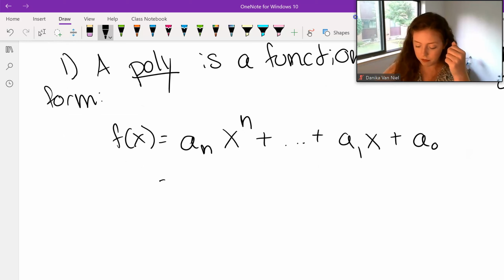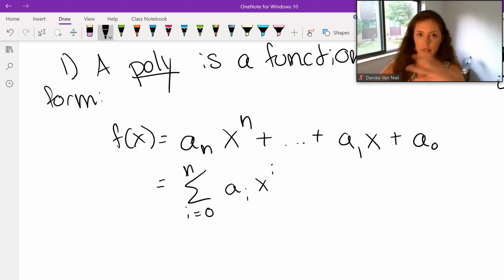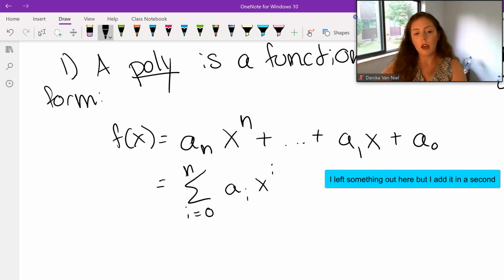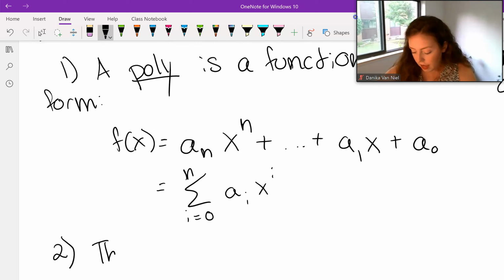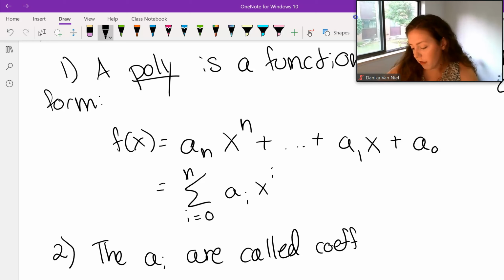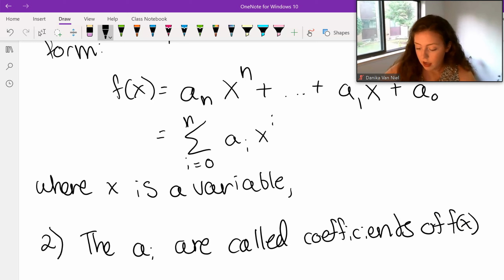So this is the same as we have a summation where our index starts at 0 and it goes all the way to n of a sub i x to the i. Okay? So that's why I was calling these the way that I was. Excellent. So that's what a polynomial is. So going back to the top, x is a variable. Well, it's the variable here. And then n is just some natural number or 0.